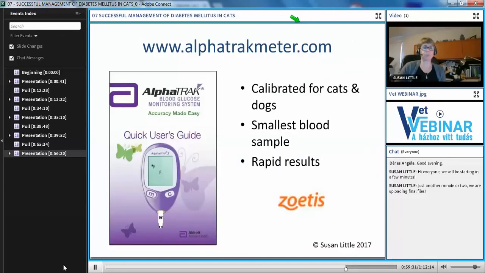If you are able to get a veterinary meter, and there's a couple of them on the market, this is an example of the one that we use in my practice. This is the AlphaTrak from Zoetis, but I know there's other ones on the market. A veterinary blood glucose meter is always best because they are calibrated for cats and dogs, and they use very small blood samples. So we would always recommend a veterinary meter before we would recommend a human one.